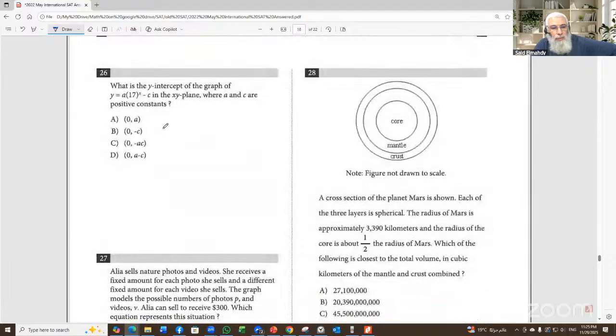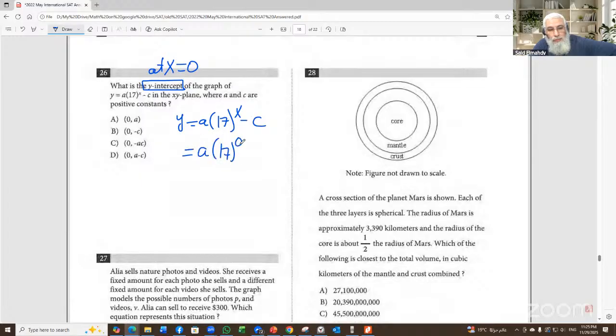What is the y-intercept of the graph? Y equals a multiplied 17 power x minus c. The y-intercept always occurs at x equal to 0. So we put a multiplied 17 power 0, which is equal to 1, minus c, so it is a minus c.